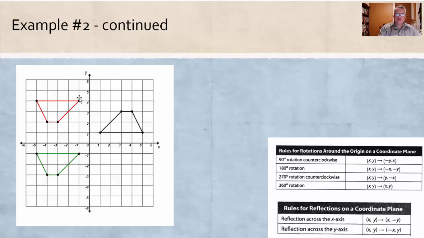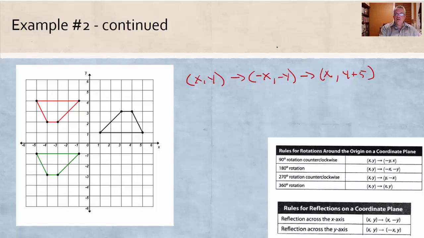Okay, so let's write the rule to do all this. So we have (x, y). The 180 degree rotation was (-x, -y). And then the translation. Well, we're not changing x at all because we're not going to the left or right. We're going straight up 5. So it's just going to be y + 5. We did it. We wrote the rule for the sequence of transformations.